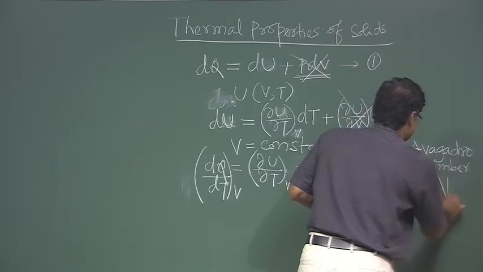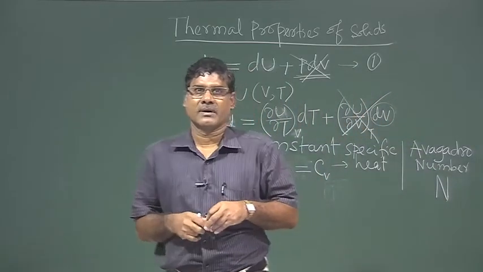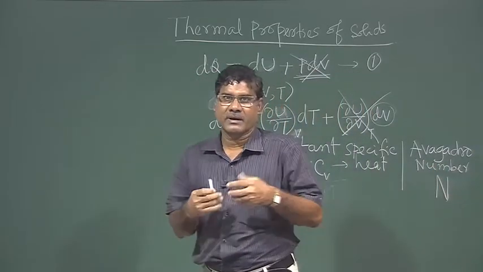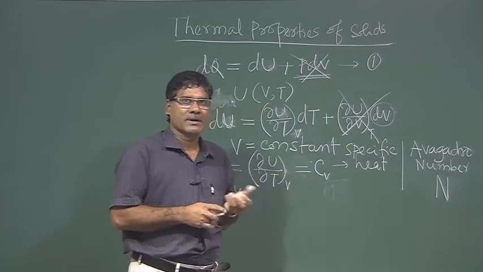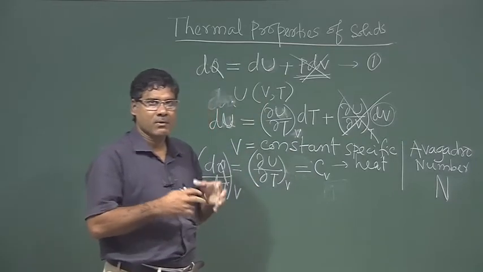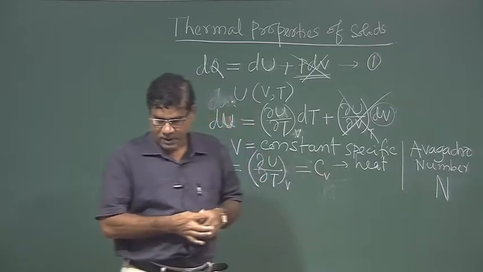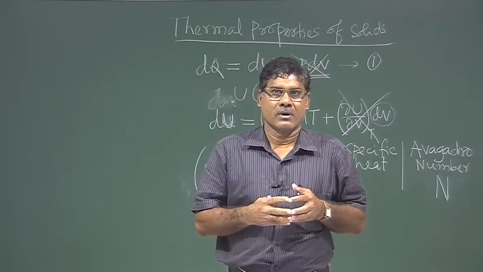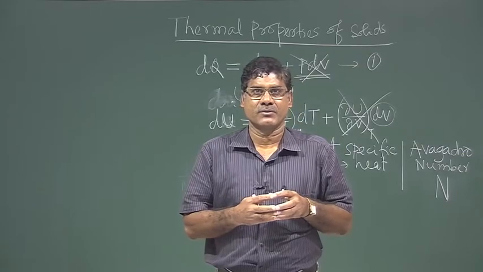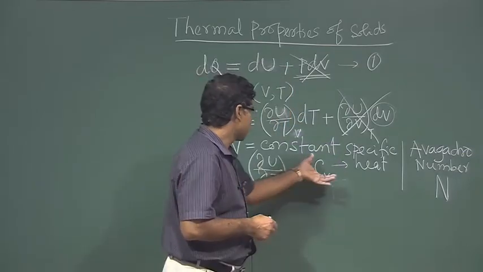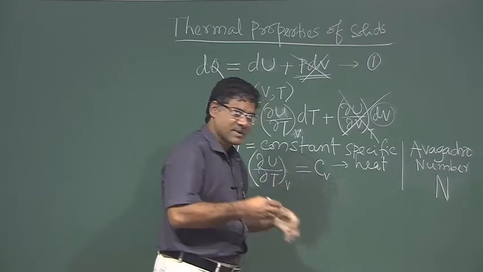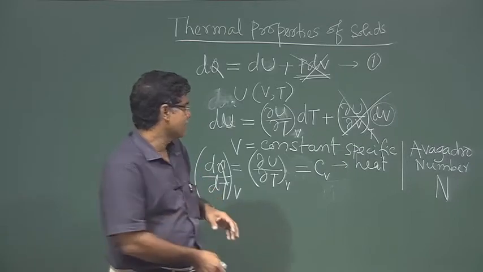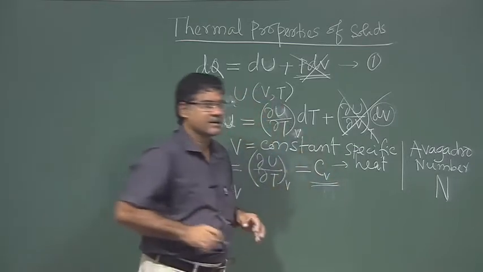So, that is n. We take a system of n number of atoms, that is Avogadro number, and for that to change the temperature by 1 degree, we need an amount of heat, that is Cv. When we apply heat to a system, we need one parameter which expresses the thermal property of the system. So, this Cv is the parameter.